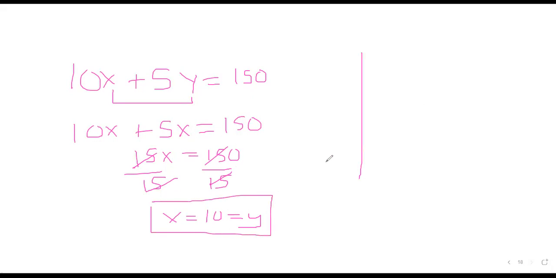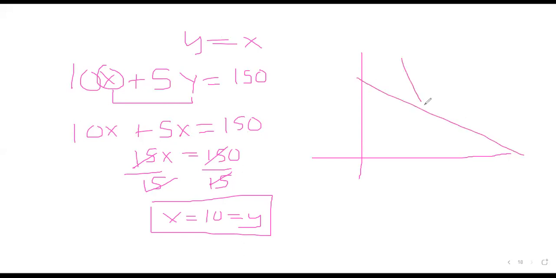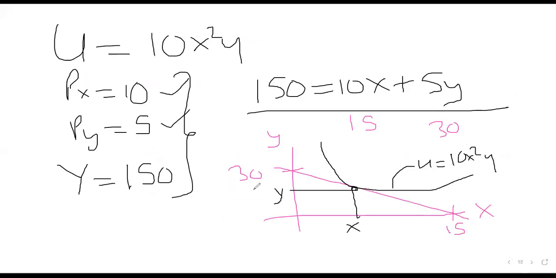Mr. Collins, on the second line, how is it becoming 5x? Because y is equal to x. So I could choose to put whichever, x or y, either of them. All right, is that clear? So now I'm able to say that to maximize my utility, x must be 10 and y must be 10.